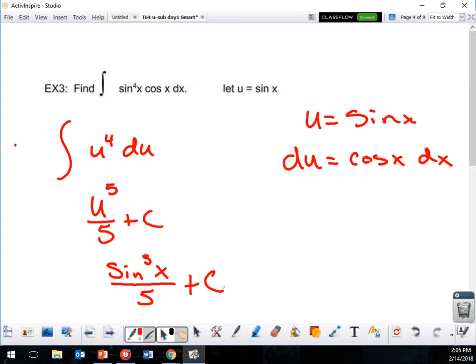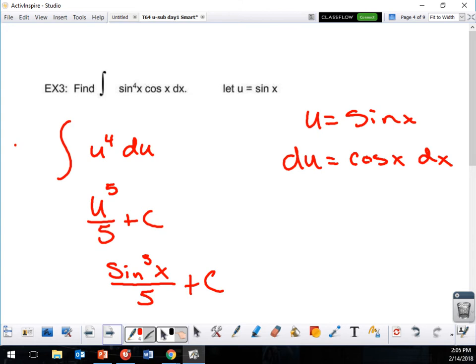Why would it be negative? Because sine goes back. So u is sine x. Now when I'm done here, this goes back to what was there. So I plug it back into what I replaced. And the derivative of sine is going to give me a positive cosine. Okay, I'm still on 4.